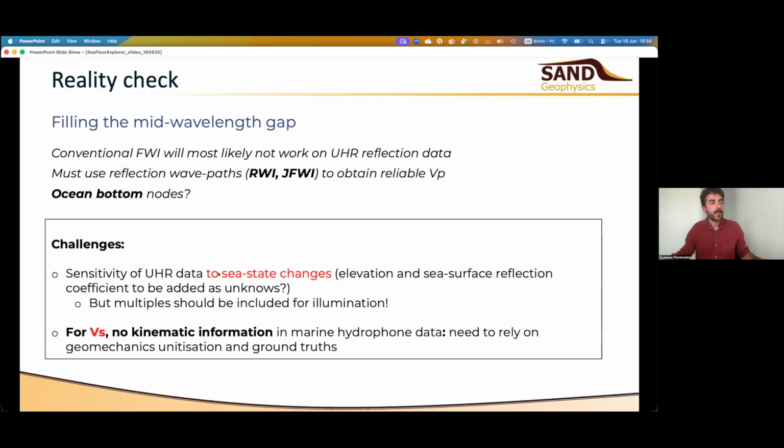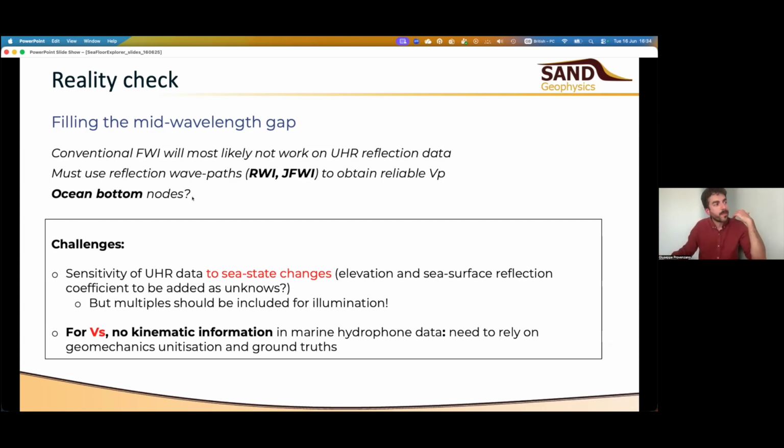But this requires a perfect knowledge of the streamer geometry and depth, a good representation of the sea state changes, and you have no kinematic information about VS, at least not that comes from the data. The only way you can access them is the amplitude versus offset.